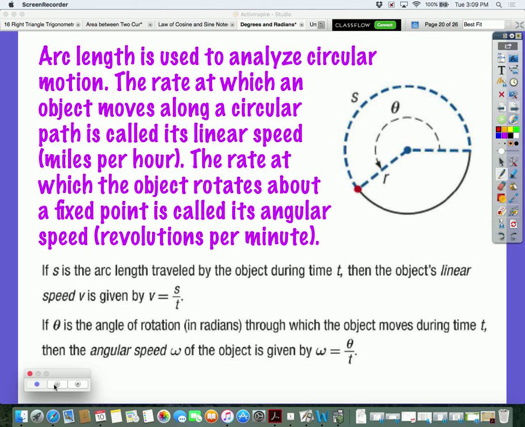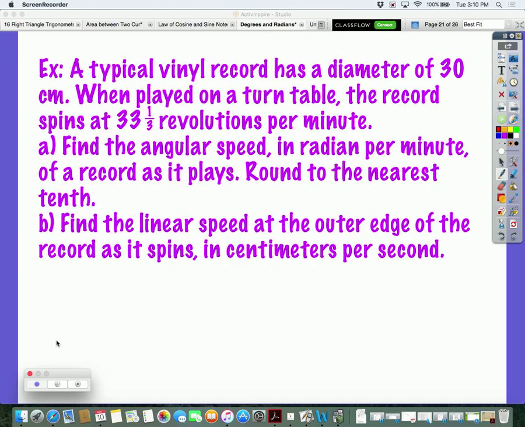All right? So we're gonna look at some examples involving angular speed and linear speed. Okay. So a typical vinyl record has a diameter of 30 centimeters. When played on a turntable, the record spins at 33 1/3 revolutions per minute. Find the angular speed in radians per minute as the record plays, rounded to the nearest 10, and then find the linear speed at the outer edge of the record as it spins in centimeters per second. Okay? Angular speed. What's the formula for angular speed?